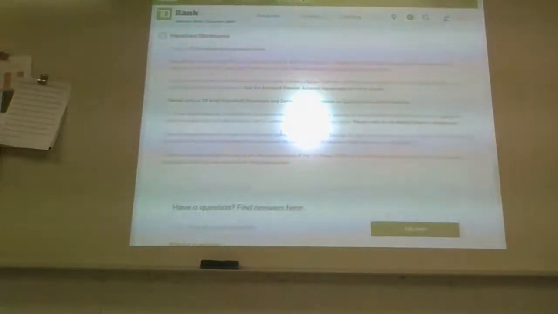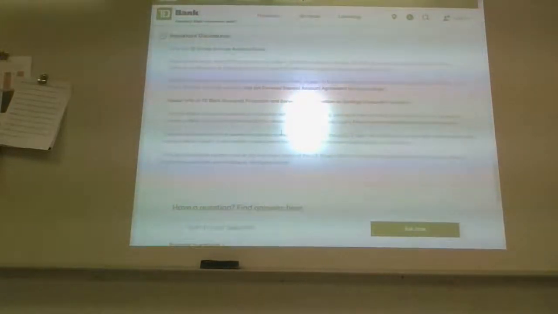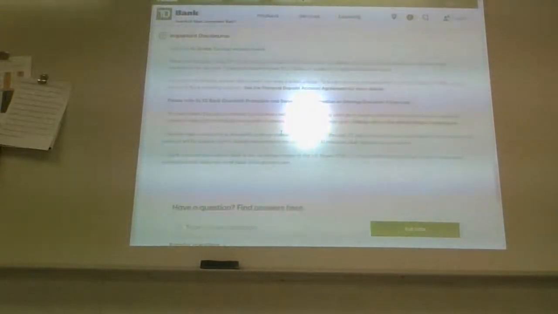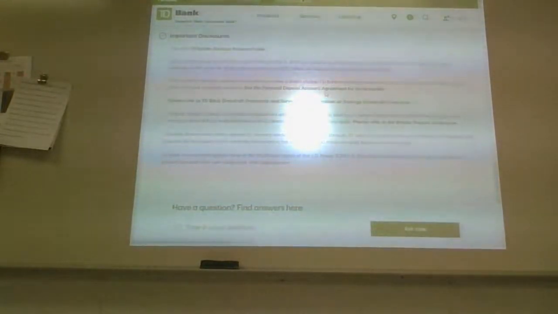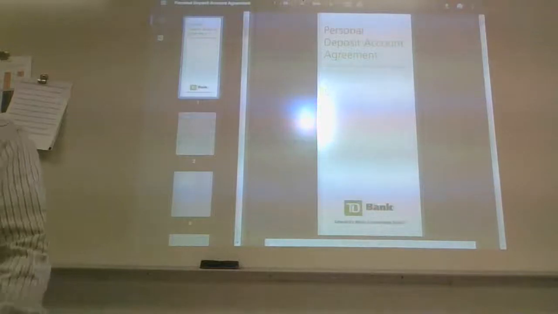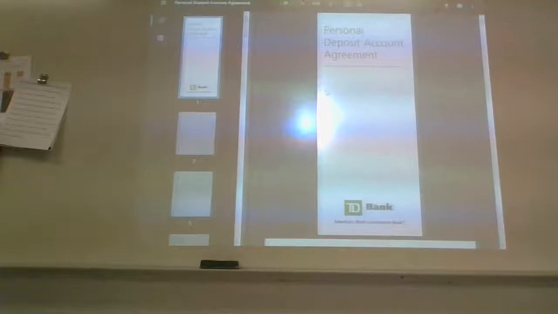And you will find the number of times compounded per year. Has anyone ever opened up a savings account in real life? Did you get a ton of paperwork when you opened up that account? Did you ever read that paperwork? No one ever has. No one, not even people at the bank have read it. This is a personal deposit account agreement that you get when you open a savings account at TD Bank. This is a 36-page document. They say, well, all the information's in there. So if you ever have a problem with TD Bank, they're going to be like, did you read the agreement? And you're going to be like, nope.